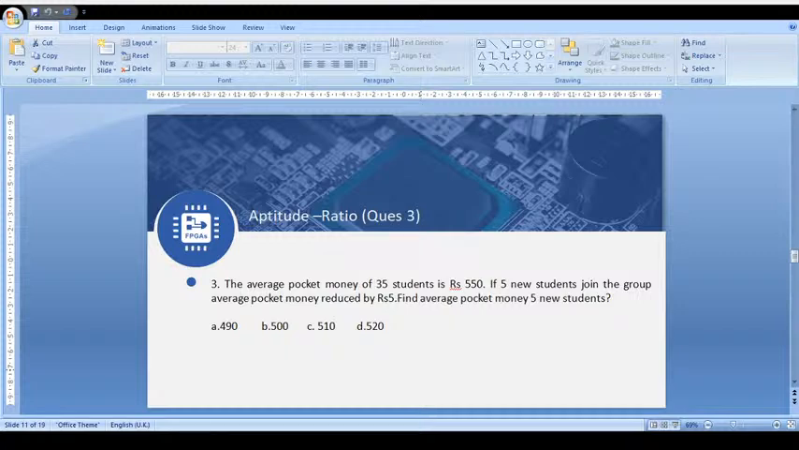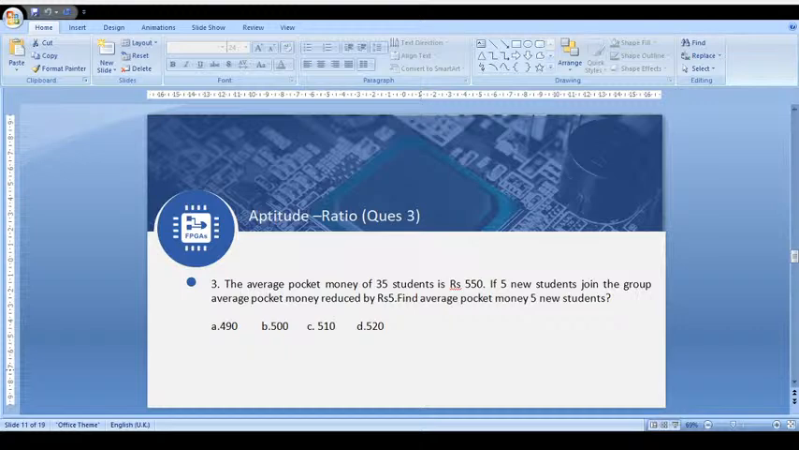Now how much is it reduced? It is reduced by rupees 5. That means the average pocket money of all the 8 units of students becomes 540. The average pocket money of each of these students also becomes 540. Then it asks, what is the average pocket money of this unit of students that is equivalent to the 5 new students? Then it asks to find the average pocket money here.